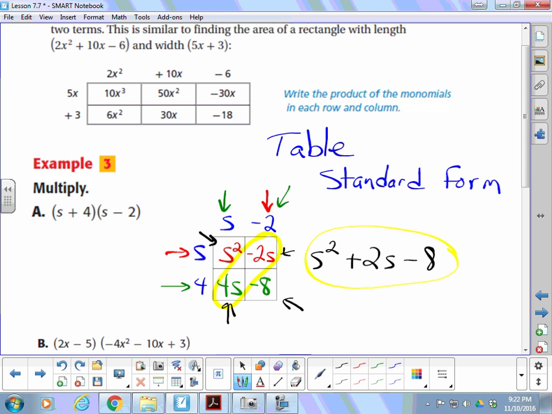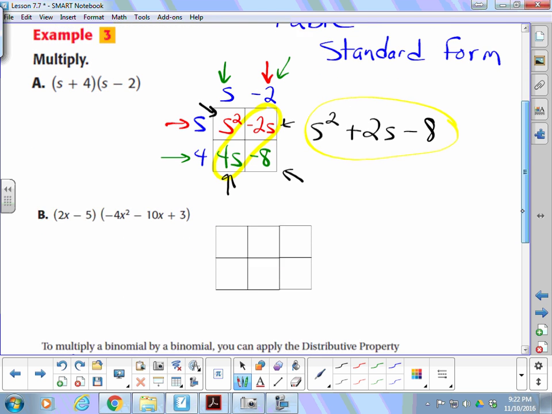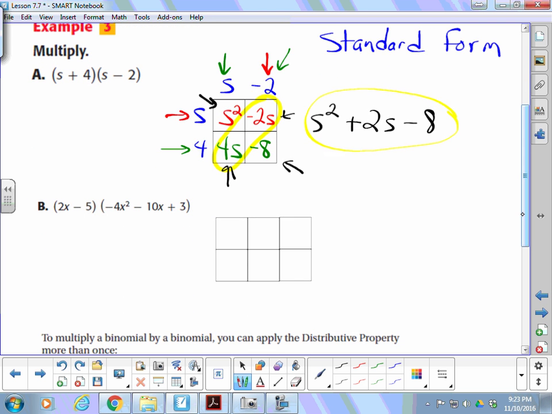So let's look at another one with the table method. I'm actually going to show you two methods today. The table method is one, and the horizontal method is the other. It doesn't matter to me which method you use. You just pick the one you like the best and use it. So here we have 2x minus 5 times the quantity negative 4x squared minus 10x plus 3. Once again, we want them in standard form.